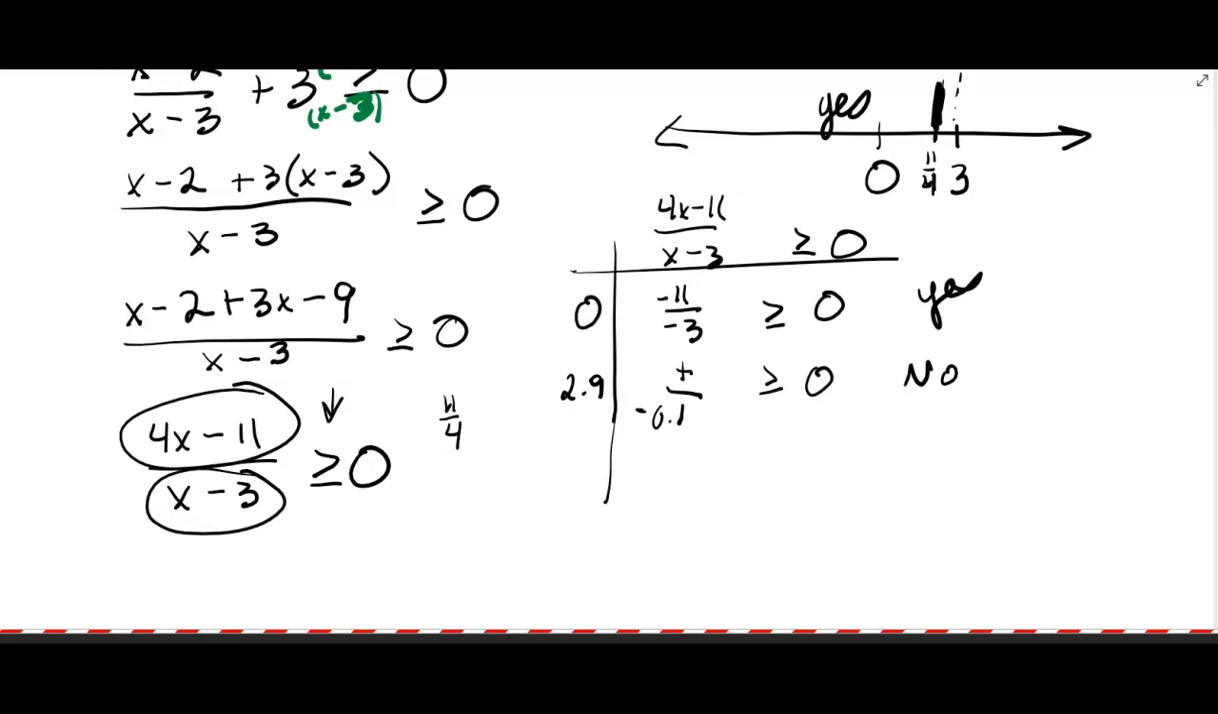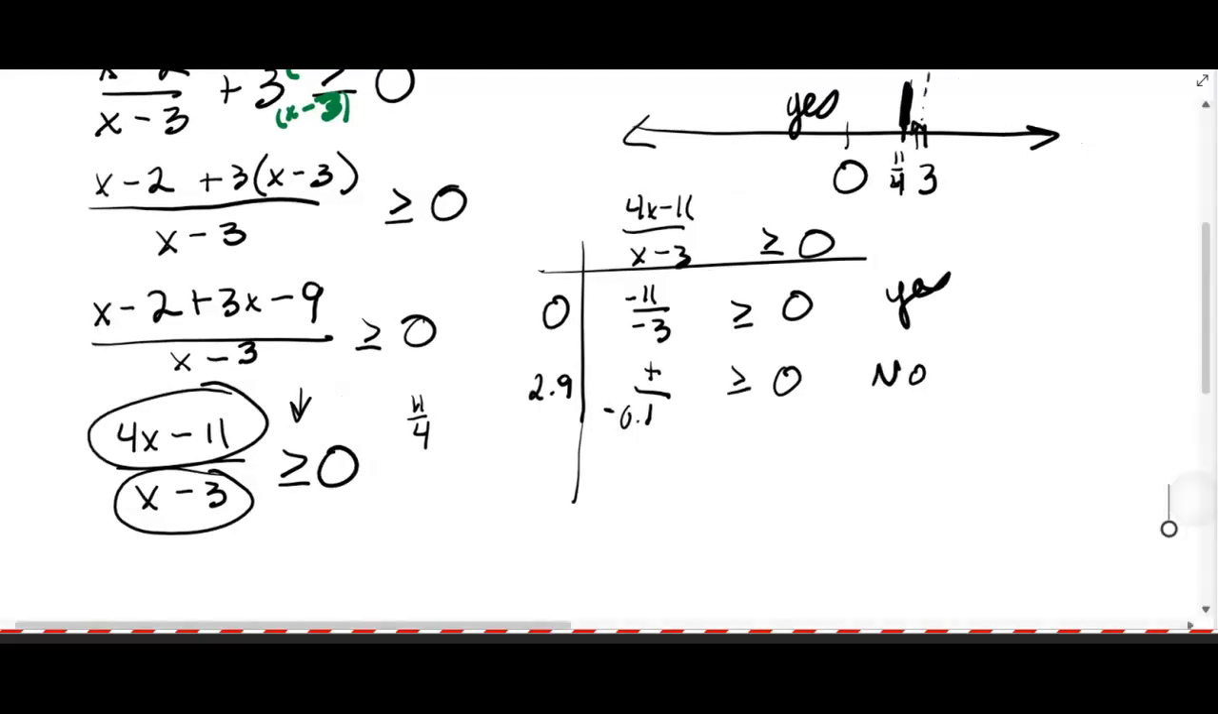You could have picked another number. I did 2.9, but you could convert 11/4 to a decimal. I think it's 2.75. So you have to pick something in between there. Anyway, we kind of suspected the answer would be no in that section. It's a really small section.